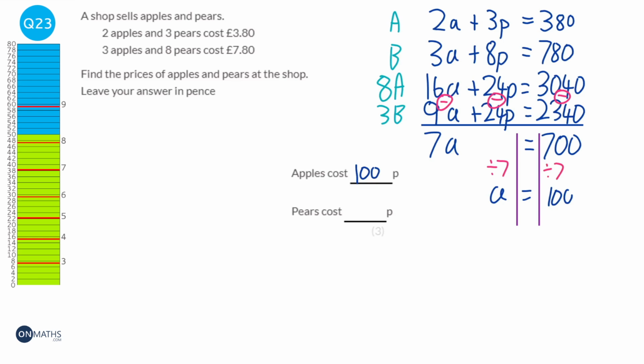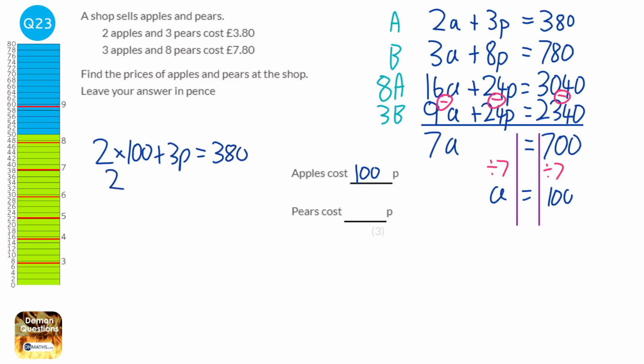We need to work out what pears cost. So I just need to pick one of the equations. I'm just going to pick this top one here, and I'm going to write it out. But instead of A, we know that A is £1, or 100 pence. So plus 3p equals 380. So that's going to be 200 plus 3p is 380.